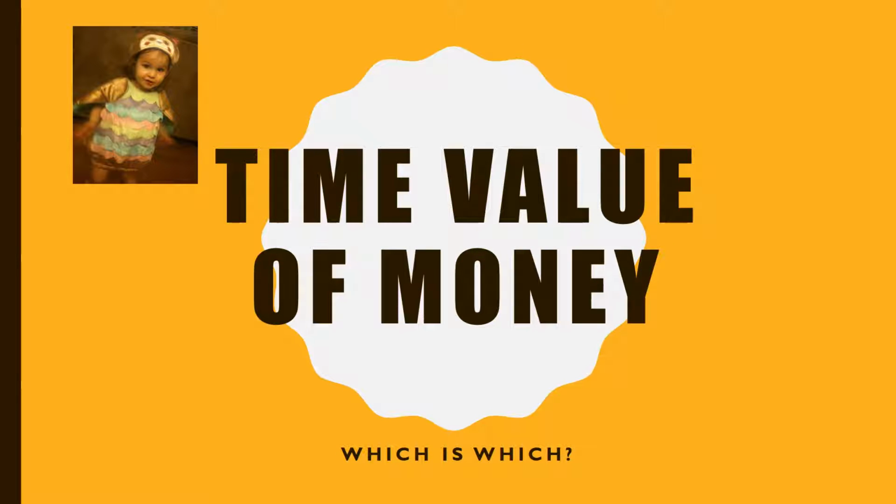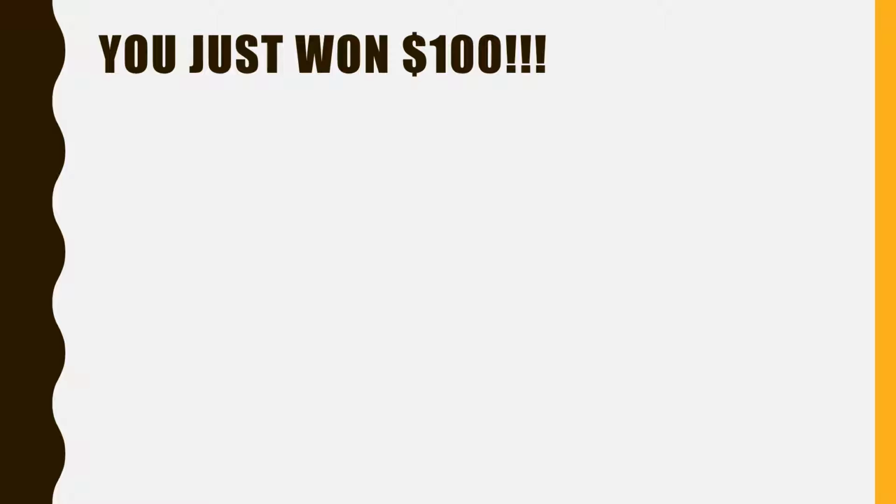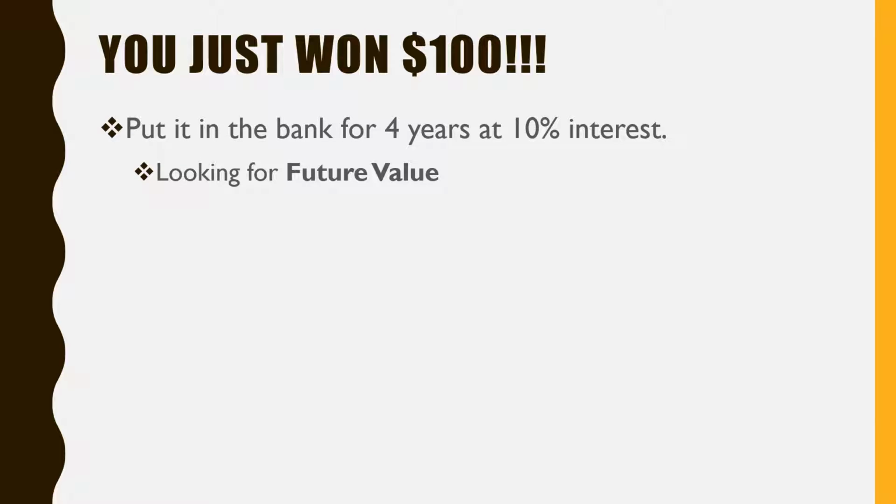Let's talk about the time value of money, hopefully in an easy way that even this little tyke can understand it. Guess what? You just won $100 and you're going to put that in the bank and leave it there for 4 years and pull it out to have a graduation present when you graduate. So I'm going to put it in a bank that's going to pay me 10% interest. That's a very generous interest rate, but we're going to compound that annually.